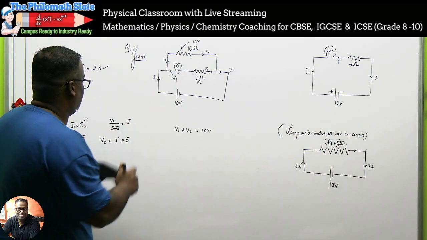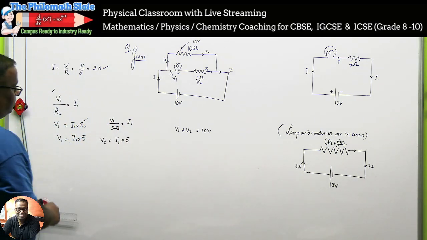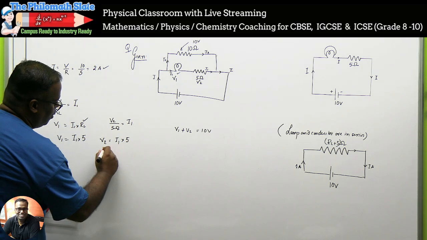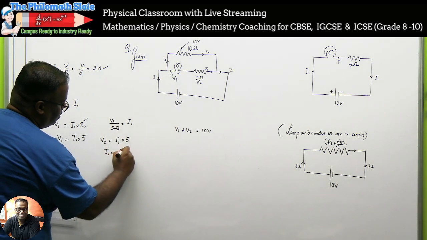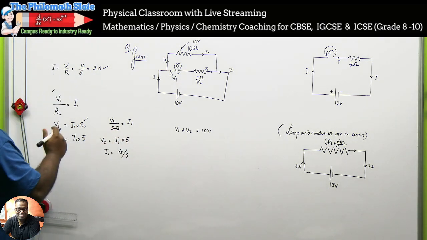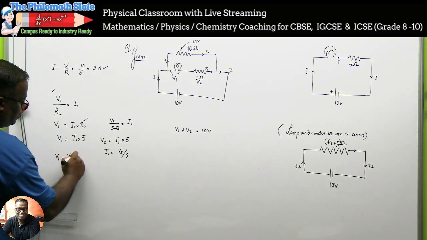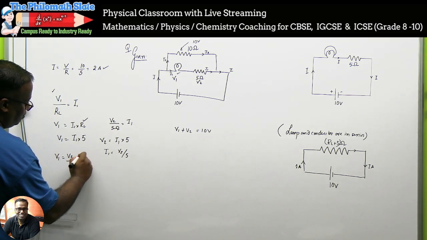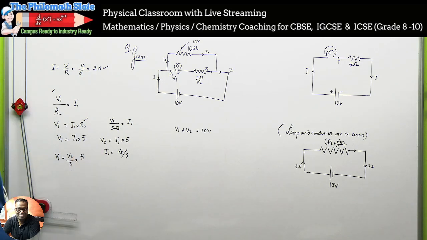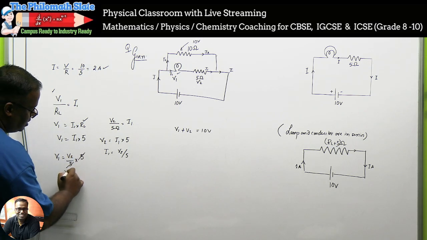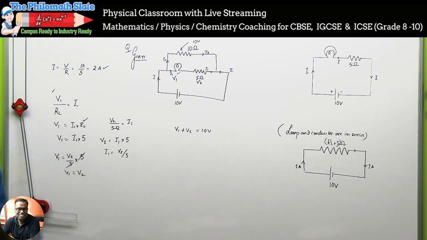This is I1. This is I1. So what is the value of I1 you are getting from here? As V2 by 5. Put it here: V1 is equal to V2 by 5 into 5. Agreed? That means 5 and 5 cancel. V1 equals V2.